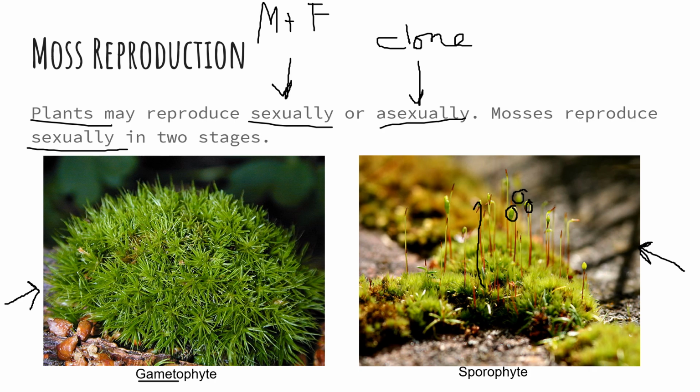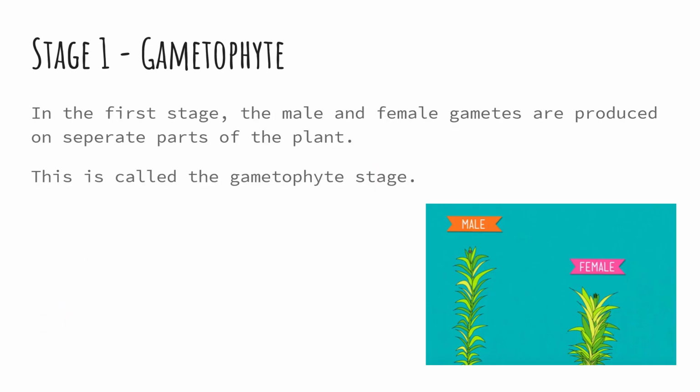At the sporophyte stage, that means that the male and female gamete have already come together to be able to reproduce an organism. So we'll get to that in just a little bit.